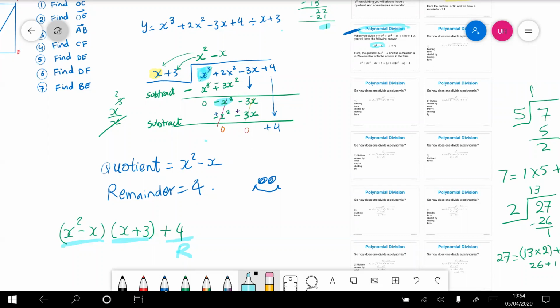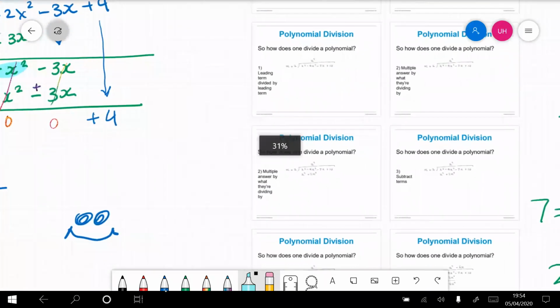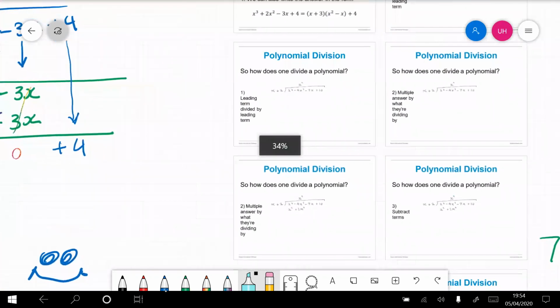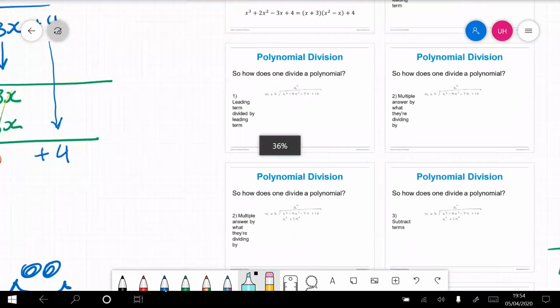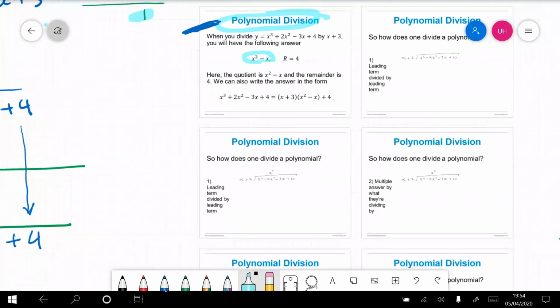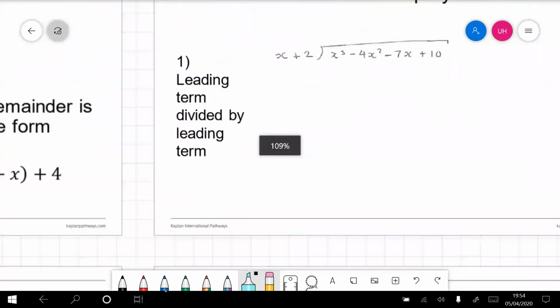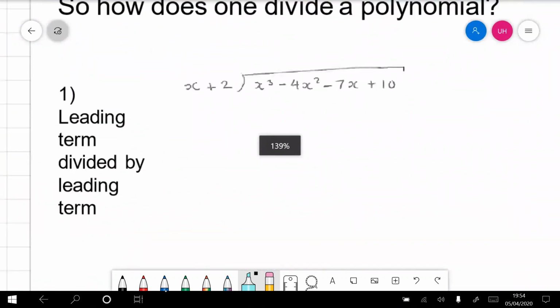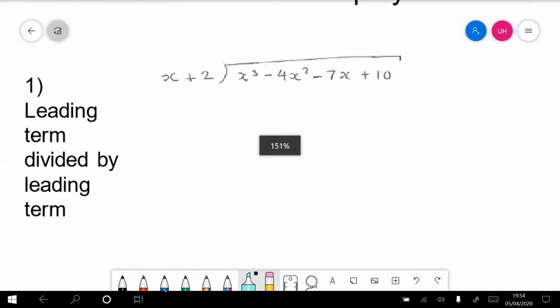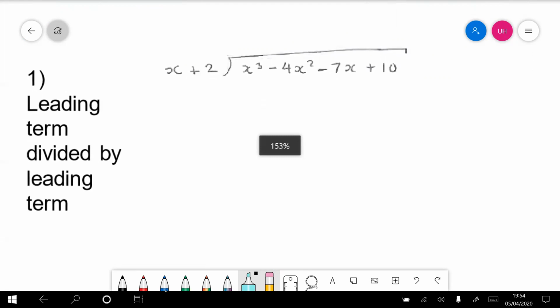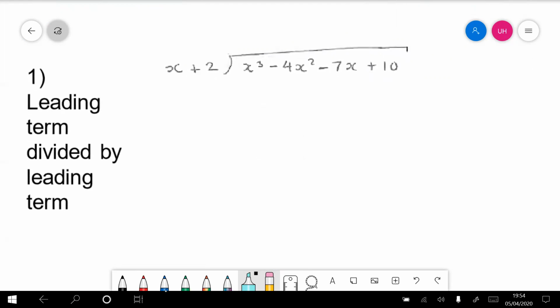Same thing. Let's look at another example here. So we have this example, which is x cubed minus 4x squared minus 7x plus 10 divided by x plus 2. Same thing here.